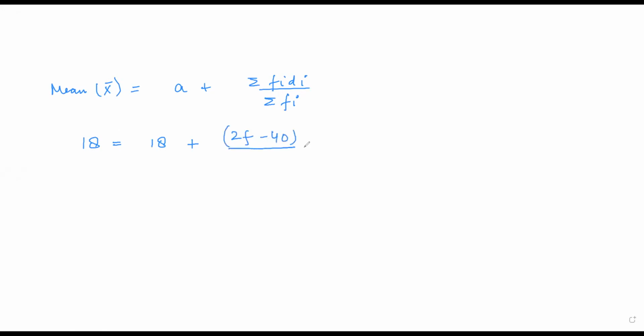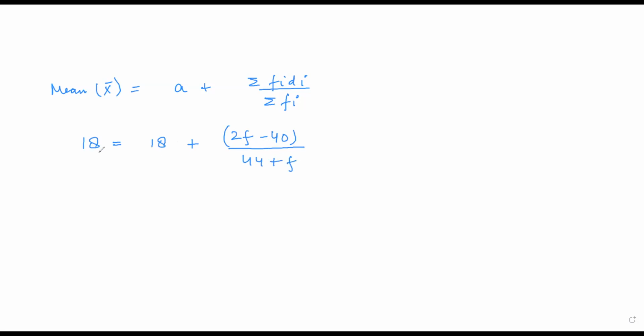Okay, we can continue here. So mean, which is x bar, is a plus summation of fi di divided by summation of fi, right? Now mean is given in the question. The mean pocket allowance is rupees 18, right? So 18 is equal to a. How much was a? A was 18 plus summation of fi di, that was 2f minus 40, and summation of fi was 44 plus f.